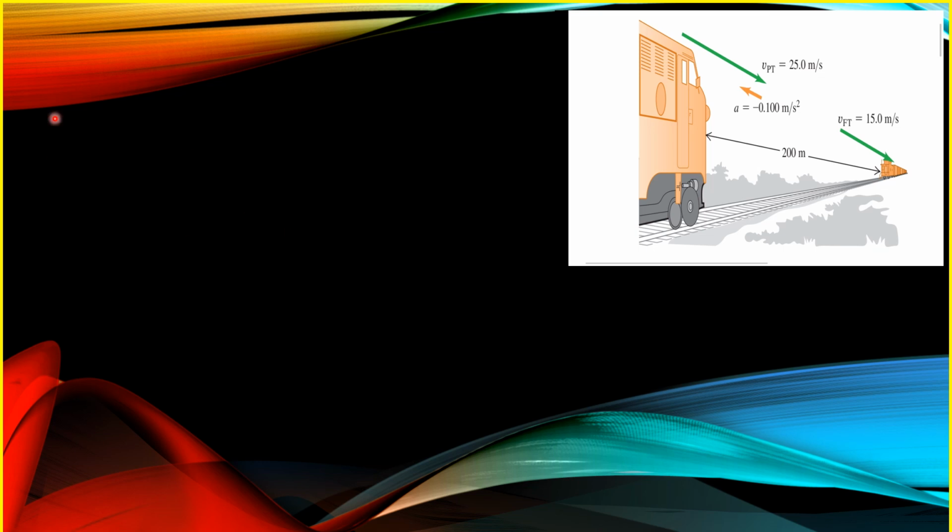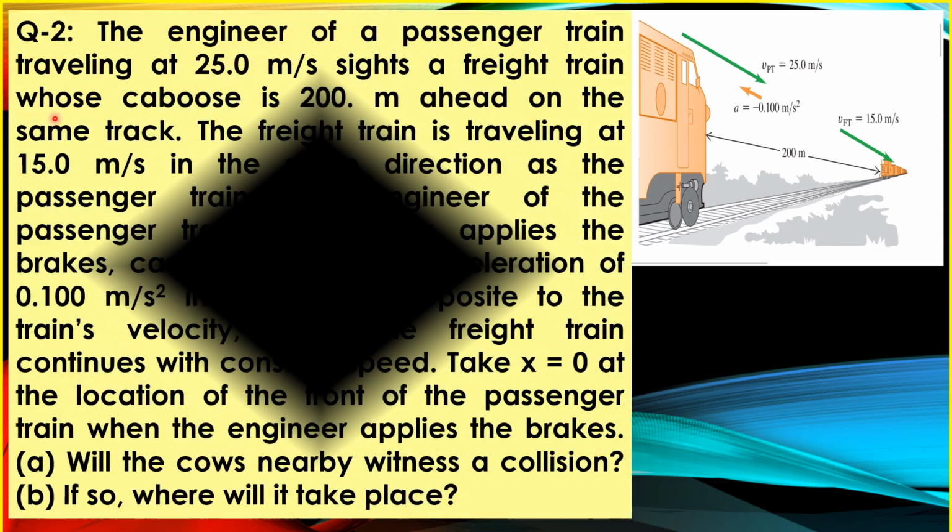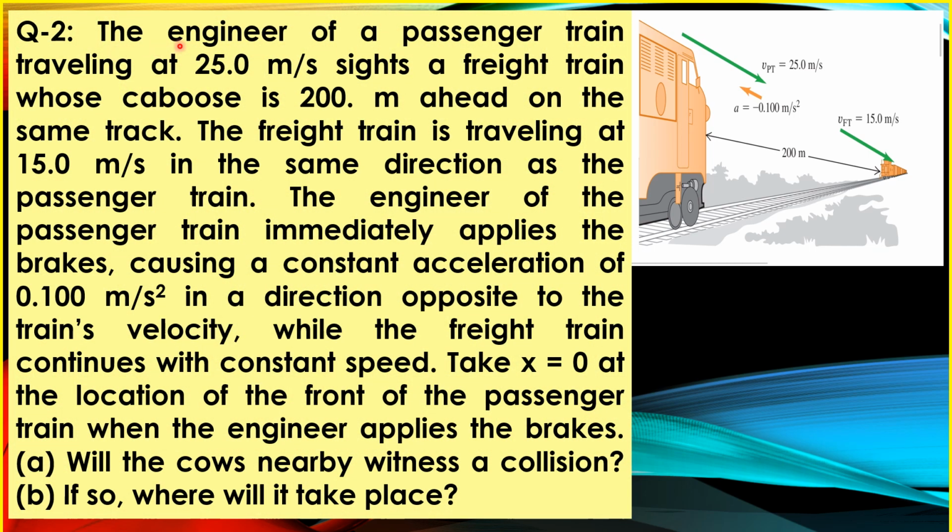Question number 2. The engineer of a passenger train traveling at 25.0 meters per second sights a freight train whose caboose is 200 meters ahead on the same track. The freight train is traveling at 15.0 meters per second in the same direction as the passenger train.